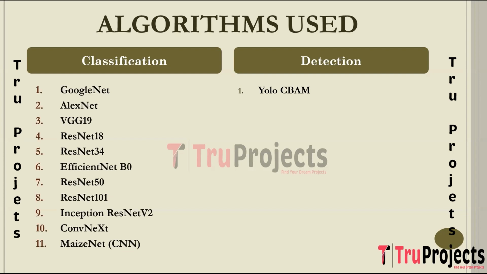YOLO CBAM is used in the project for its real-time object detection capabilities. The addition of CBAM enhances the model's ability to attend to crucial channels in the feature maps, leading to improved feature representation. This is beneficial for accurate and efficient detection of maize leaf diseases in real-world scenarios.